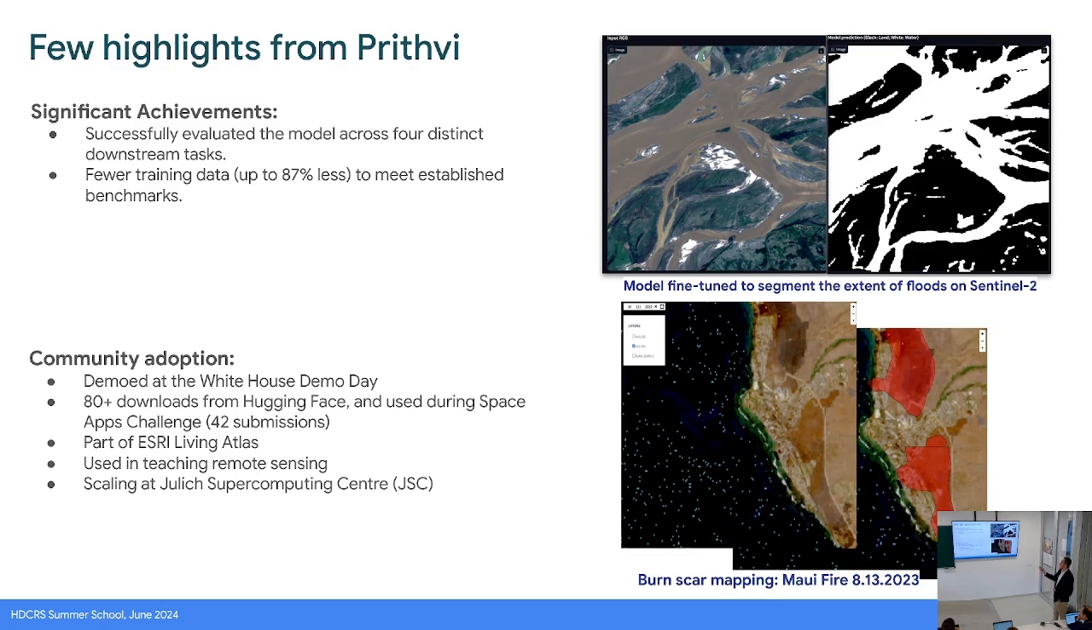And this is also old. There was about 80+ downloads from the Hugging Face where we have published this. It's been used for many different types of challenges. And one of the nicest things doing it in the open is this last bullet where Jülich Supercomputing Centre, we're using a collaboration with them openly to scale this model.